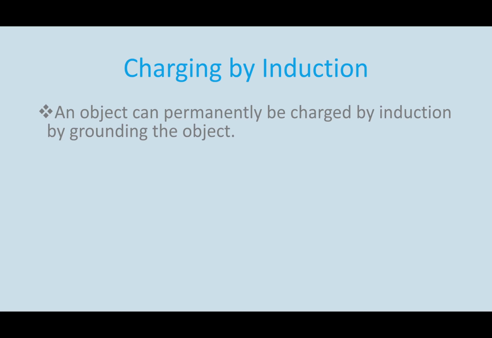If we do want to charge an object by not touching it, but by coming close, or charging by induction, an object can be permanently charged by induction by grounding the object. And we have previously talked about grounding. That's where we remove excess electrons.